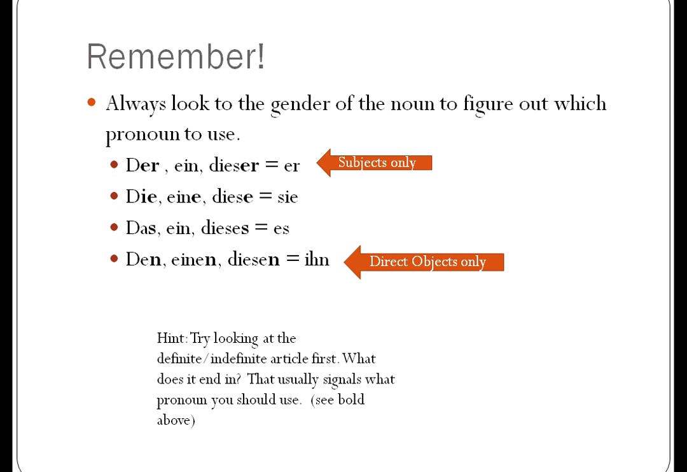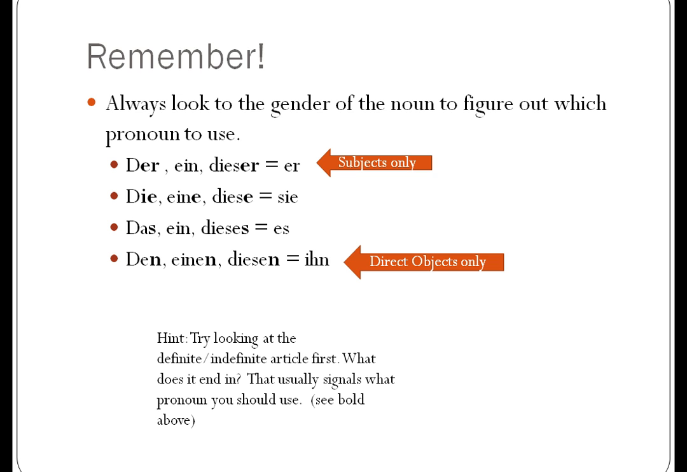My hint to you is to try looking at the definite or indefinite article first. That means the word right before the noun. I have them listed up above. What does that word end in? It usually signals to you what pronoun you should use, and I bolded it to show you. For example, der ends in this er, and also dieser ends in this er. It tells you, hey, whenever I replace that with a pronoun, I need to use er.